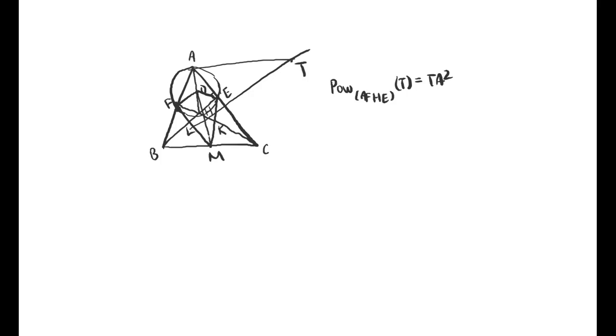And constructing a circle of radius 0 at M shows that basically the line through L and K is the radical axis of the circumcircle of A, F, H, E and the point M.